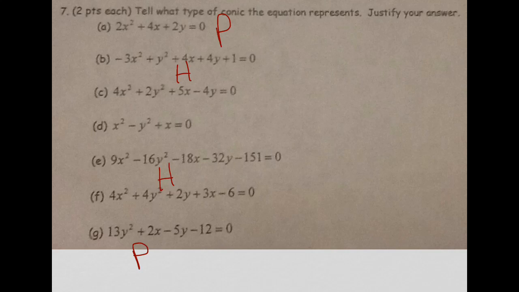Oh, no, D. Let me look at D. So D has a positive and a negative. So it is also a hyperbola.